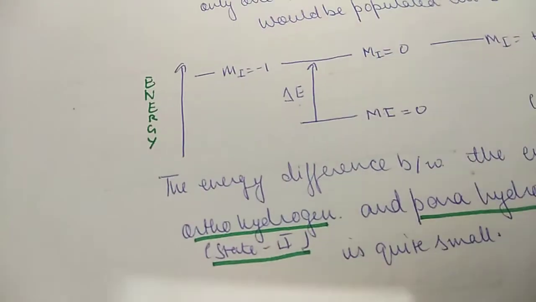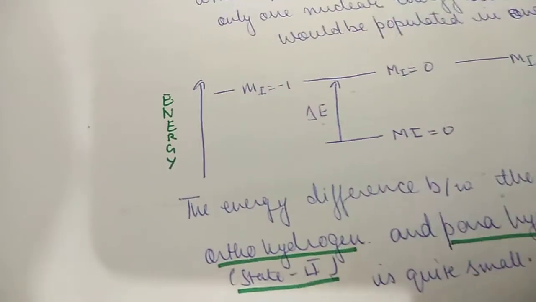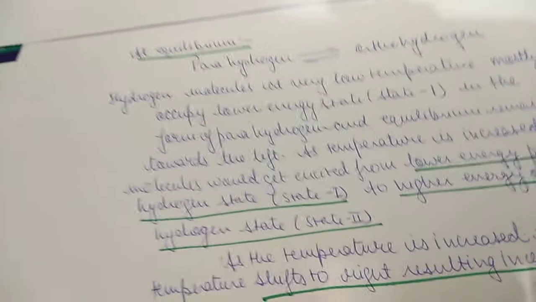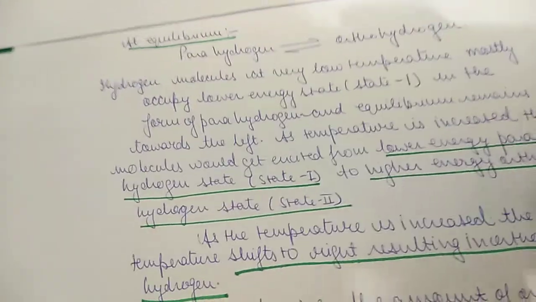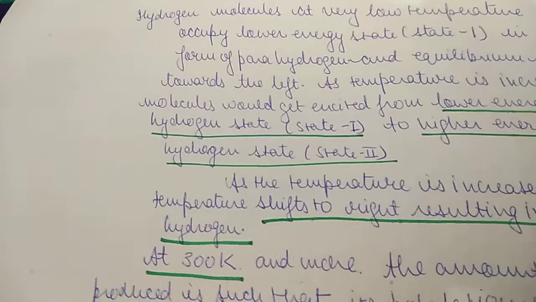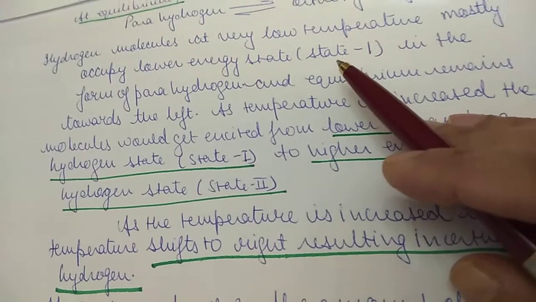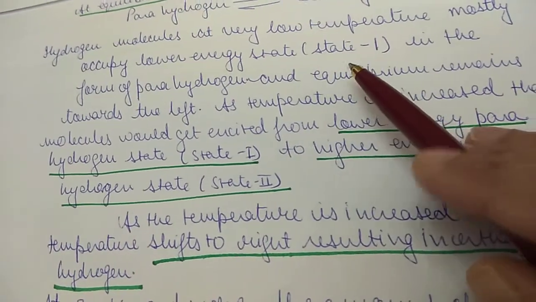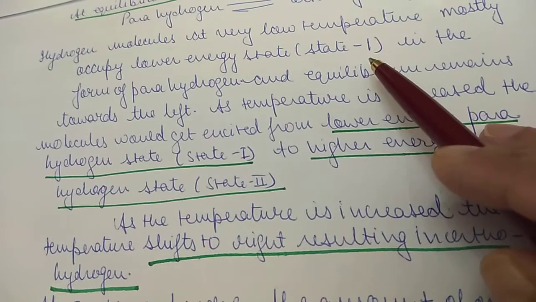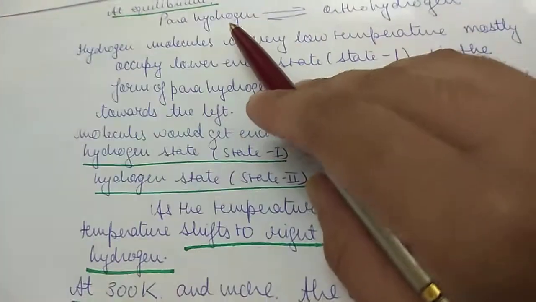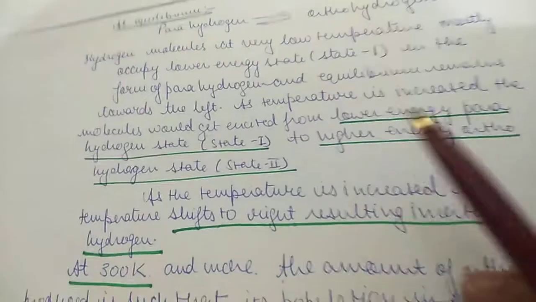Now next we were doing this. So at equilibrium, parahydrogen and orthohydrogen exist in equilibrium. Hydrogen molecules at very low temperature, about 20 kelvins, mostly occupy the lower energy state in the form of parahydrogen, and the equilibrium will remain tilted towards the left side.